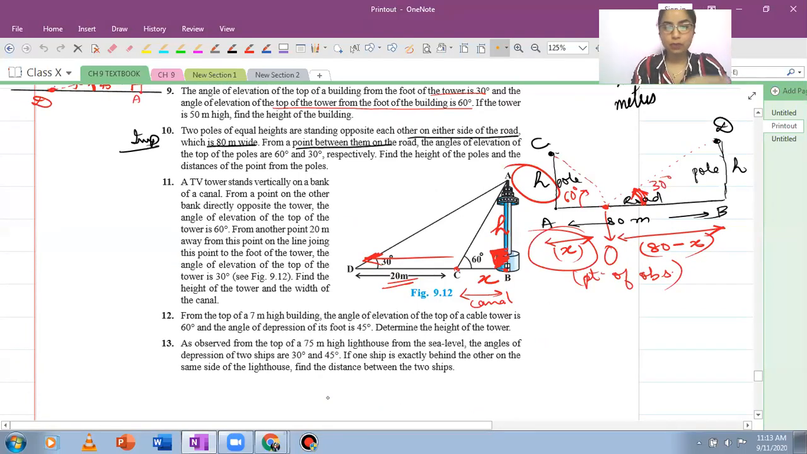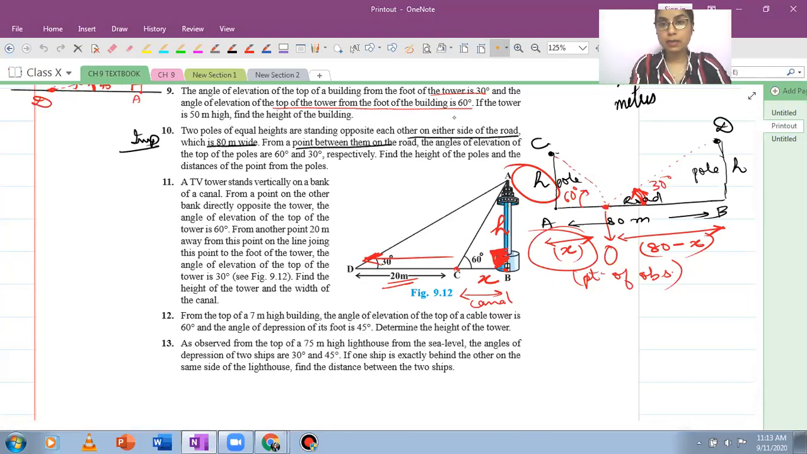Question number 12: from the top of a 7 meters high building, the angle of elevation of a cable tower and the angle of depression of its foot is 45 degrees. Determine the height of the tower. Again, they're talking about two objects, so you need to take a look at the question and decide out of the two objects which one will be taller.